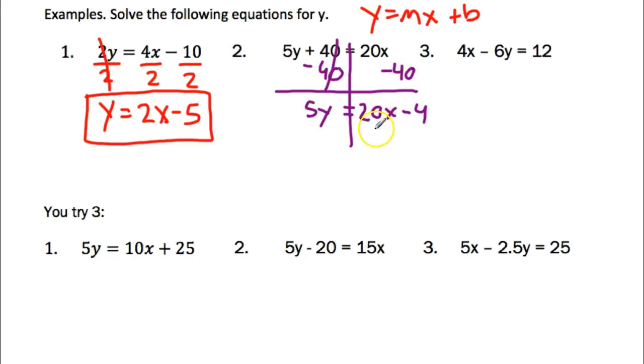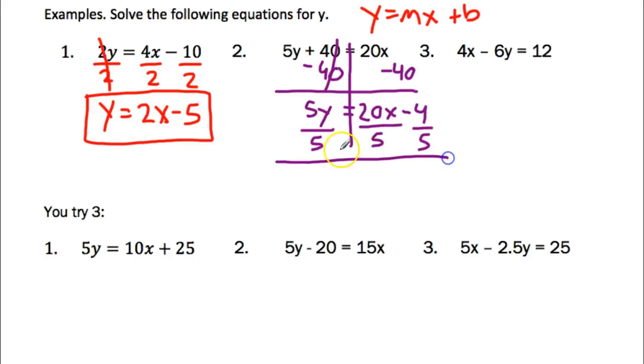Alright, so now I have this one, and it looks like how I started my first one. I have a number next to a y. This time it's 5y. So I'll divide this side by 5, and I'll divide over here by 5, and I'll divide the 40 by 5.